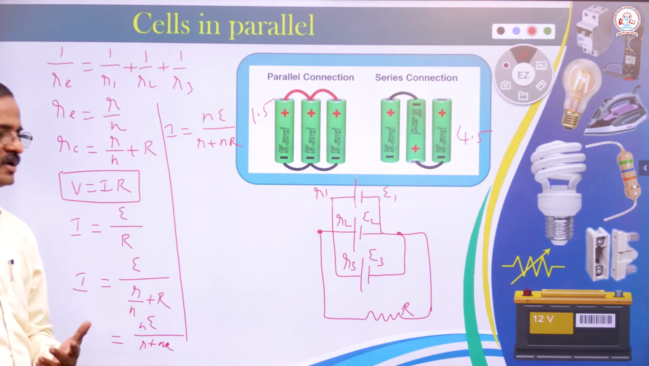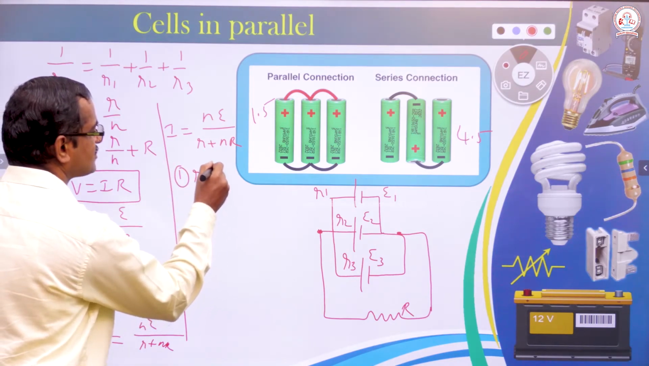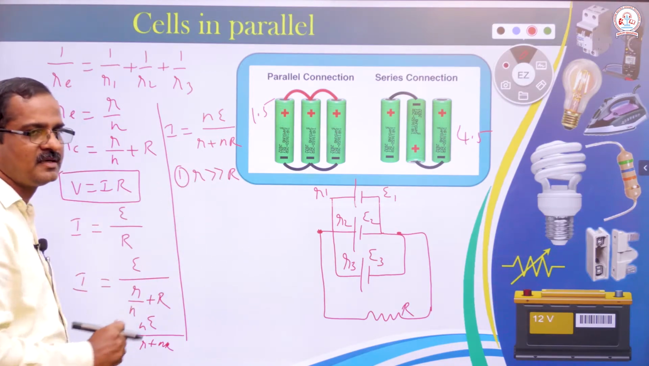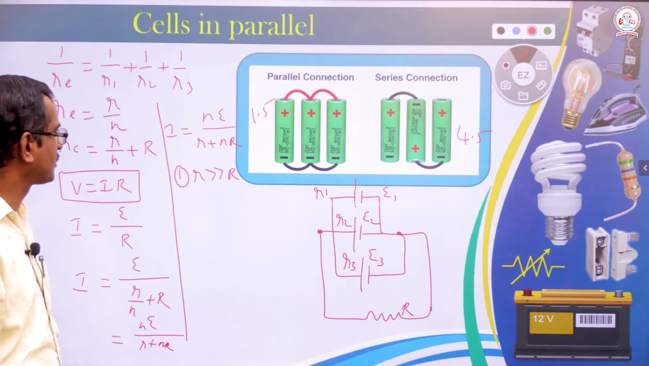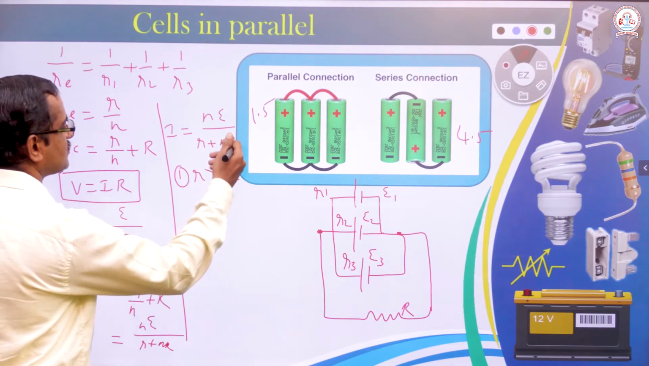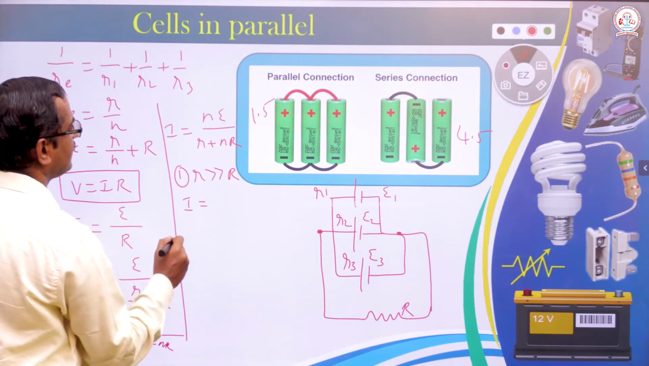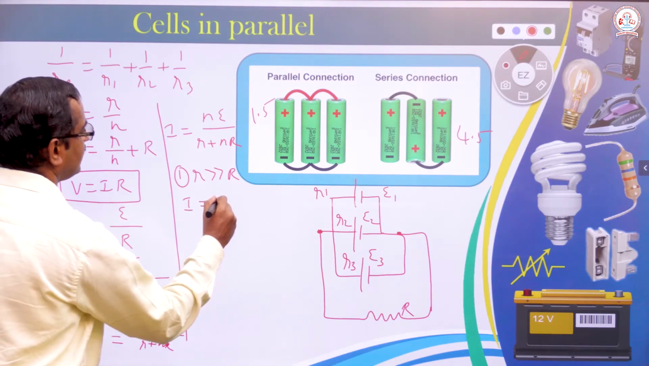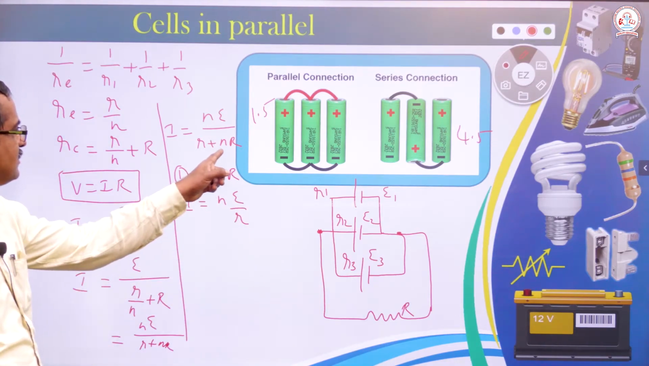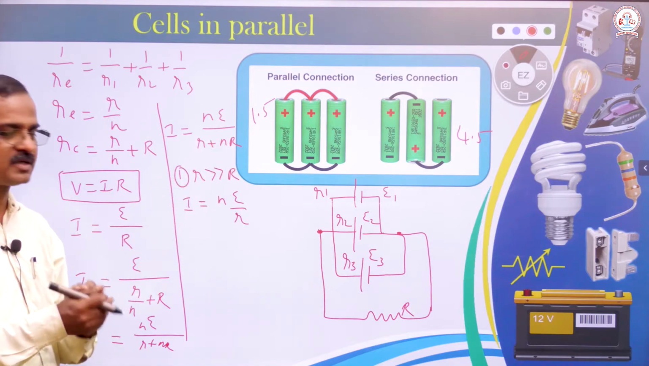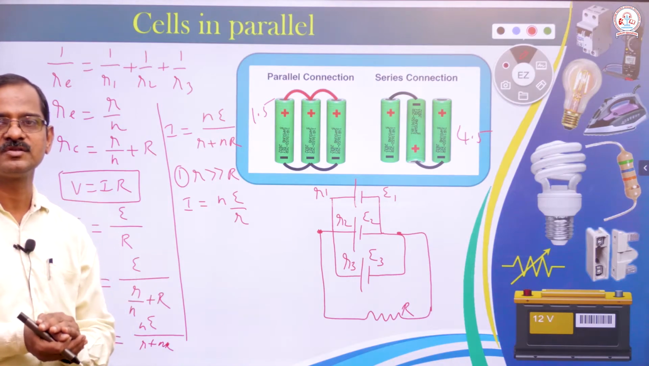There are two cases we can discuss. First case: if the internal resistance of the cell is very, very high when compared with the resistance of the circuit, then the small r can be omitted. Then we get current I equal to N into epsilon divided by R, where the external resistance is omitted because we consider it very, very small. That's what we think here.